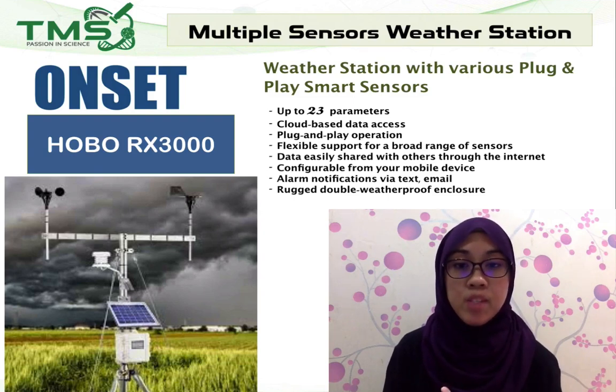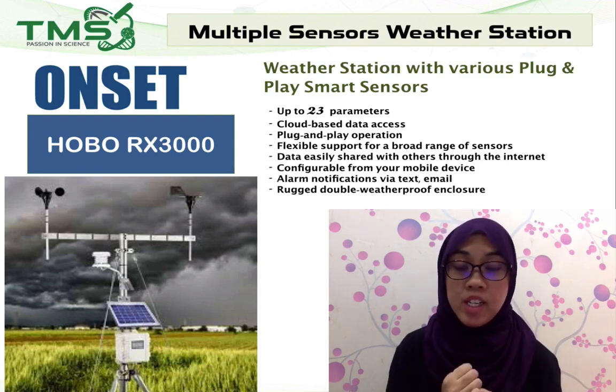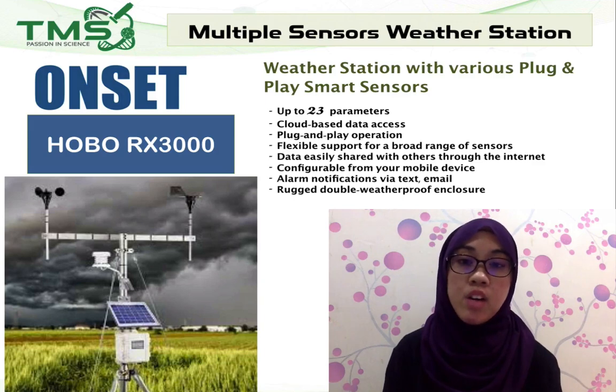For example, you only need 4 parameters: temperature, humidity, rain gauge, and wind speed. We can offer you this. Maybe you need only 3 parameters: temperature, rain, and solar radiation. We can also offer you this. That's why we are calling it multiple sensor station or customization weather station, where you can choose your own sensor and parameter.